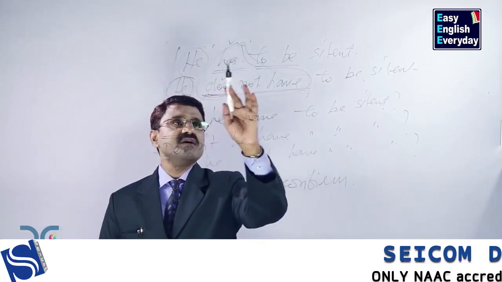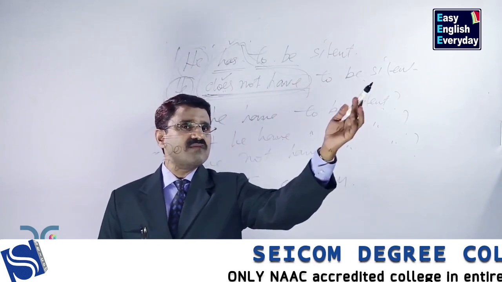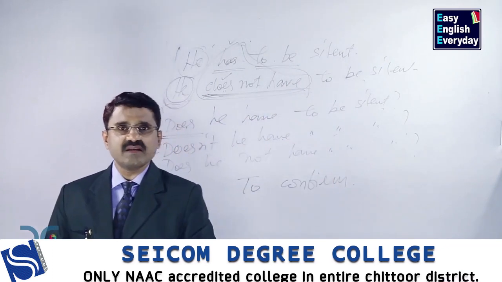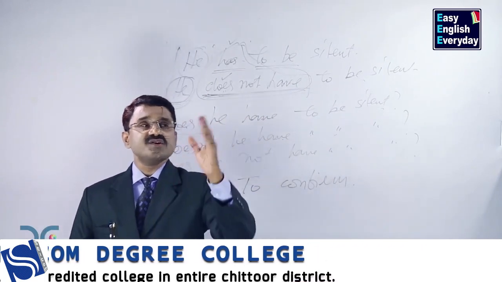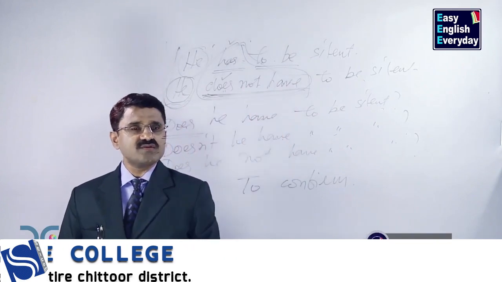Let us repeat once. He has to be silent. He does not have to be silent. Does he have to be silent? Doesn't he have to be silent? She has to be with us. She does not have to be with us.